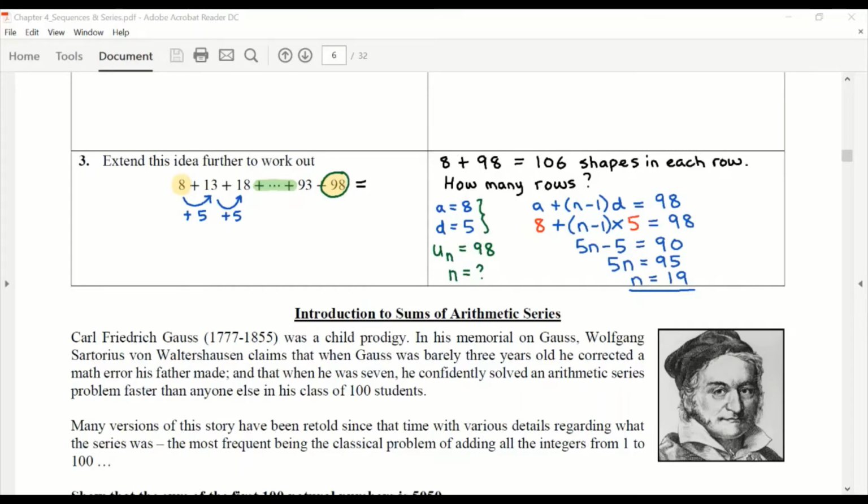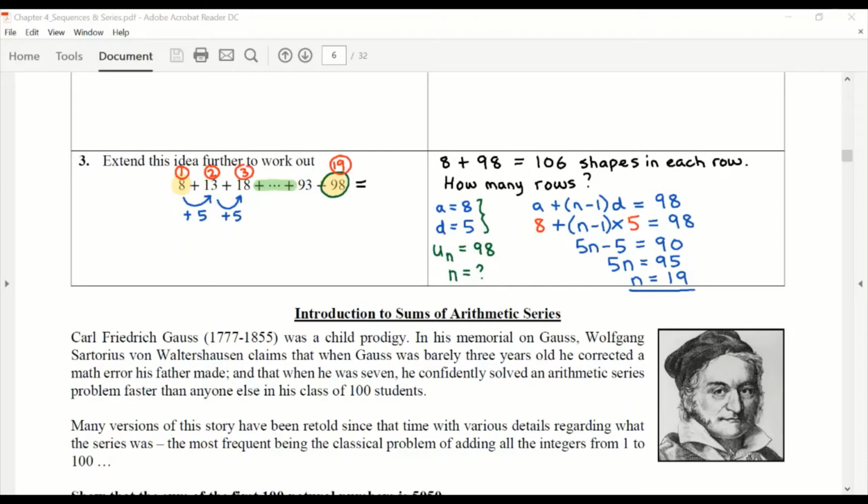So there we have it. So we know that in this series, we're starting off with the first term, the second term, the third term, and we're ending on the 19th term. Now, let's set up that calculation in a similar way to what we did in the first two investigations.